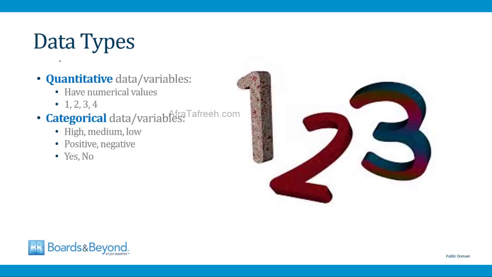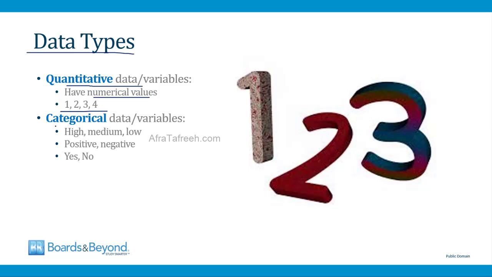So before we can talk about specific tests used to determine a p-value, we have to first talk about data types, because different types of data require different statistical tests to determine a p-value. Quantitative data or quantitative variables are data or variables that have numerical values like 1, 2, 3, or 4. So for example, blood pressure is quantitative, serum glucose is quantitative. All of these things have a numerical value that exists for the data point.